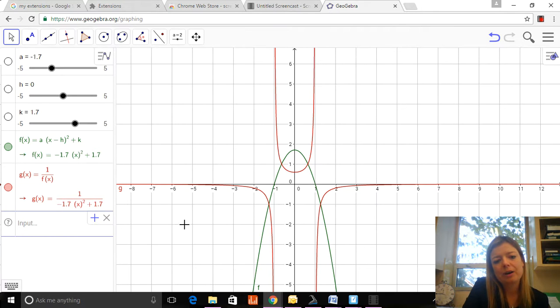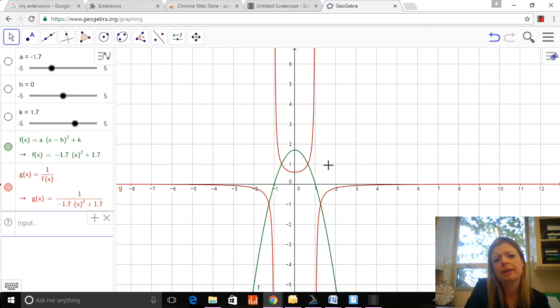reciprocal. So anywhere where the quadratic is negative, the reciprocal is also negative. Where it's positive, the reciprocal is also positive. Where it's increasing, the reciprocal is decreasing. So here and then here it's also decreasing. And anywhere where the quadratic is decreasing, the reciprocal is increasing. So in this section and then again in this section.